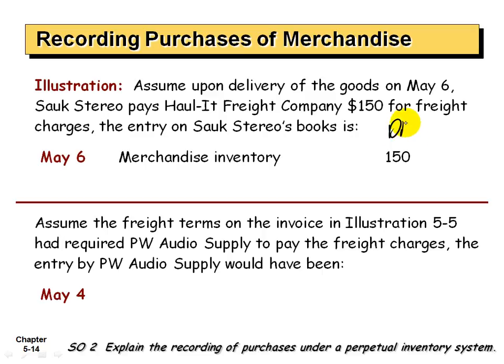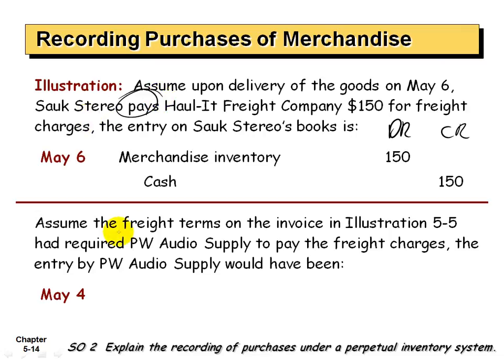Okay, debit. And the offsetting credit, if you pay cash, you credit cash. If you get an invoice delivery bill, then you would credit the accounts payable liability. In this case, we paid for it.